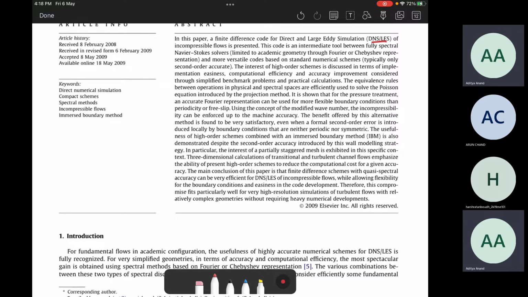It also uses something called the immersed boundary method. So you can simulate boundaries across which there is no flow. Like you can put a cylinder in a channel, so there will be no flow in this solid body. You can simulate this using the immersed boundary method.